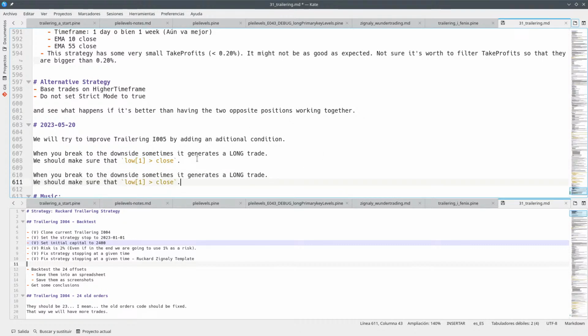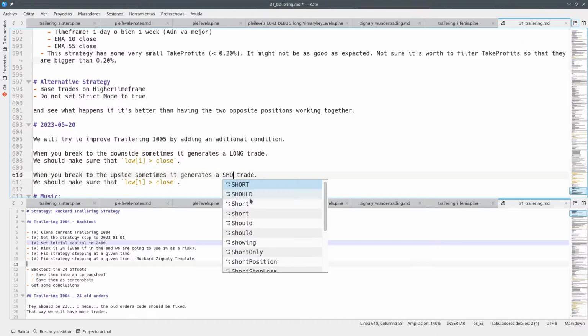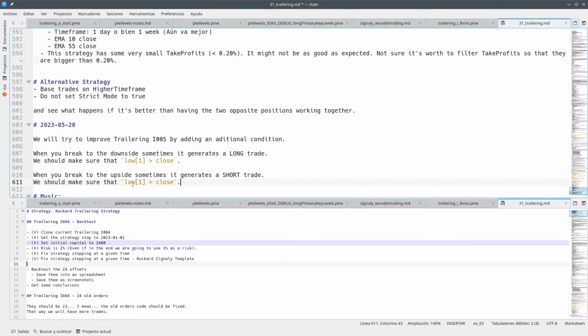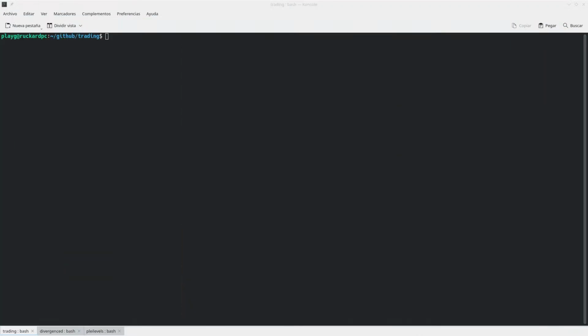When you break to the upside, sometimes it generates a short trade. We need to learn if it's high or open or whatever, but it's probably something like that. We will take a look now if it makes sense or not.